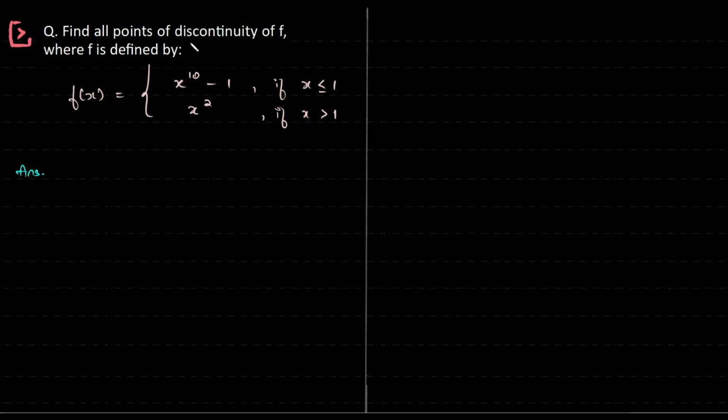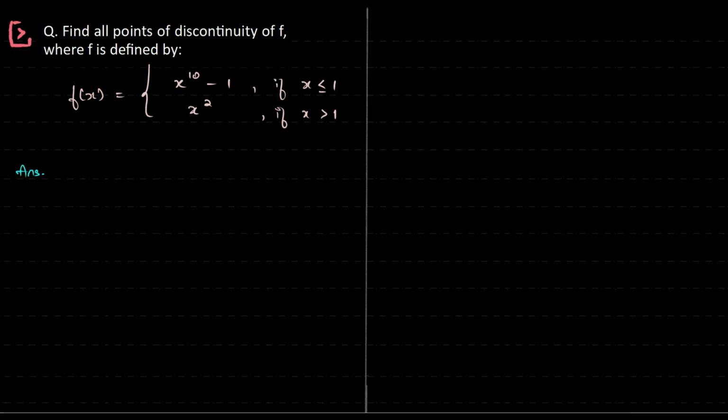Find all points of discontinuity of f where f is defined by the following expression. We have x less than or equal to 1 for the expression x to the power of 10 minus 1. So if the function is given an input which is less than or equal to 1, this would be the expression. For greater than 1, this is the expression. Now, before 1 and after 1, things will be continuous. At 1 is what we have to figure out.